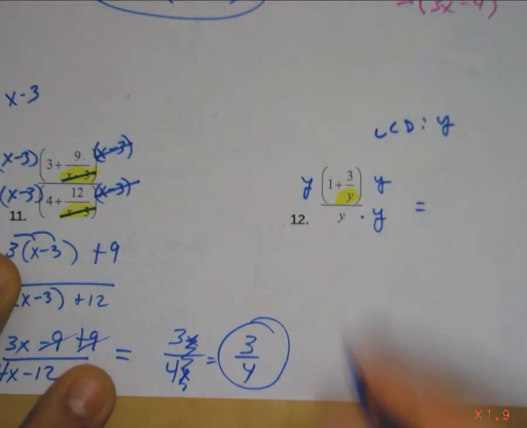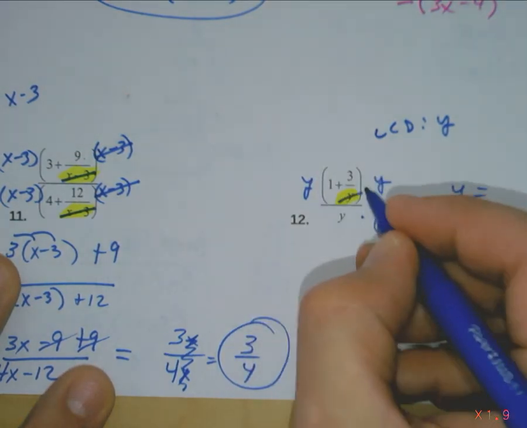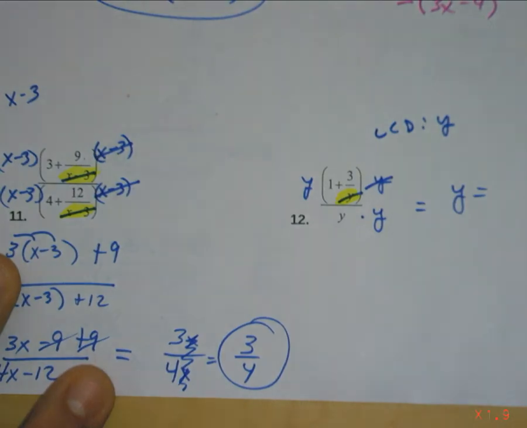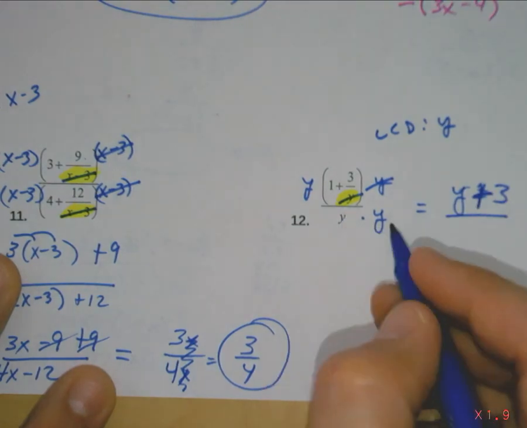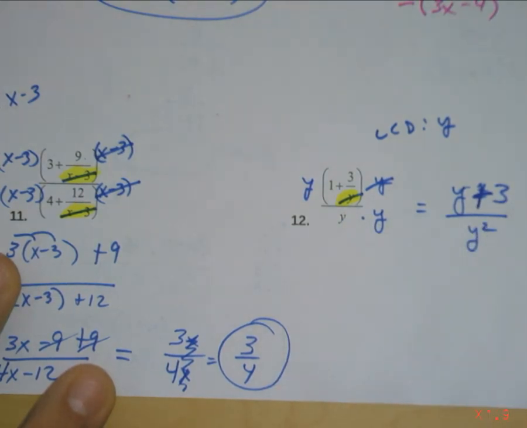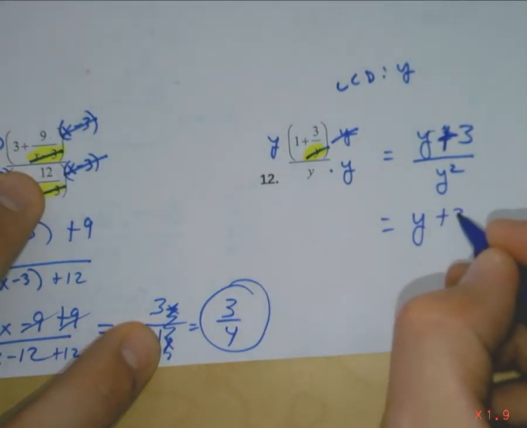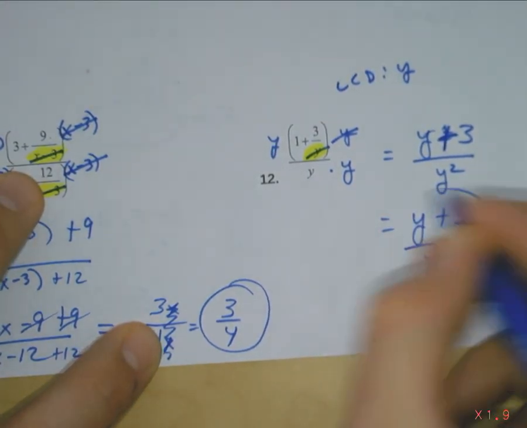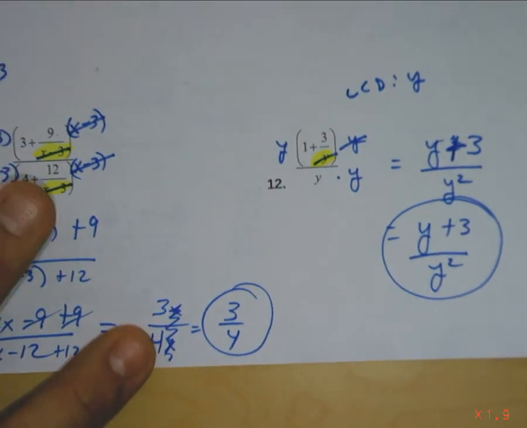Okay. And then we get y times 1 is y. That highlighted y disappears, leaves me with plus 3. And then y times y is y squared. So the final answer, let me write it a little nicer, is y plus 3 over y squared. It looks a lot nicer than what it started at.